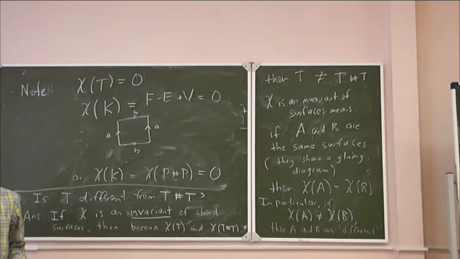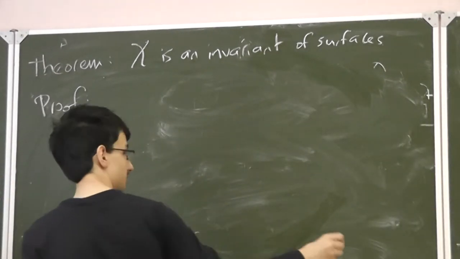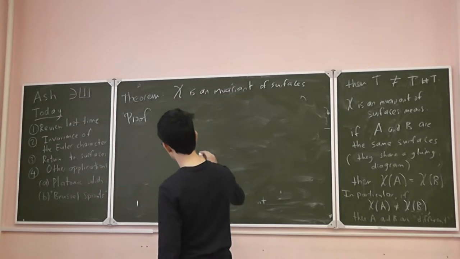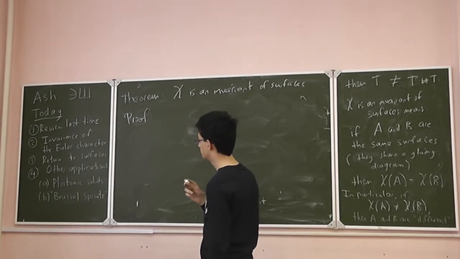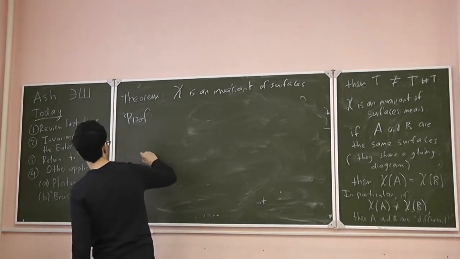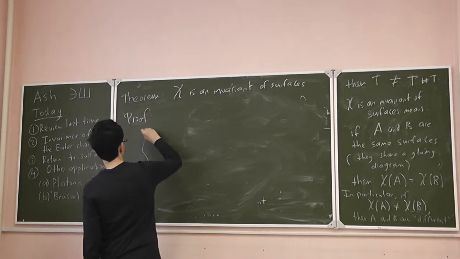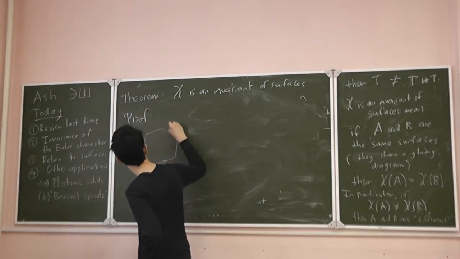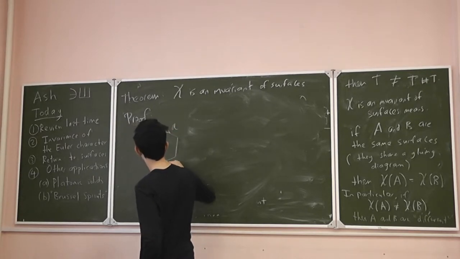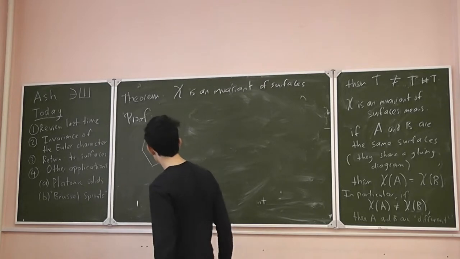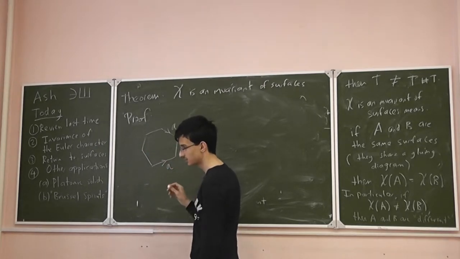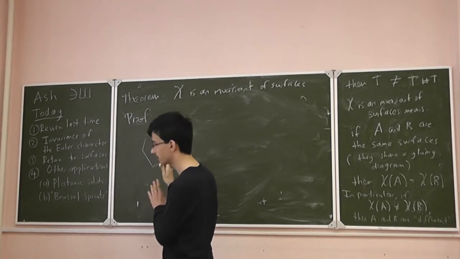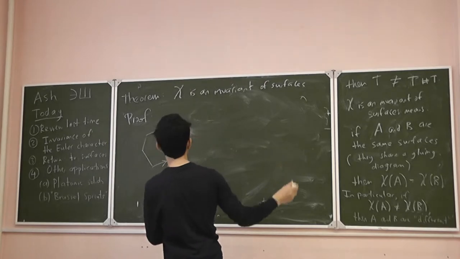Okay, so Andre is going to take it away. So let's take the gluing diagrams of surfaces A and B, and pick the one which has fewer edges. Let's say that here is A and here is B. It's just a sample. So what can we do with it so that the surface doesn't change? How can we transform this gluing diagram into a gluing diagram for B?